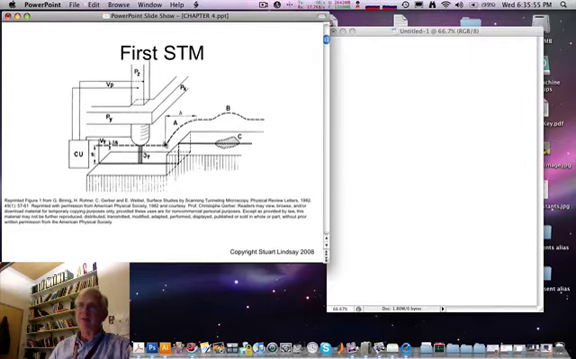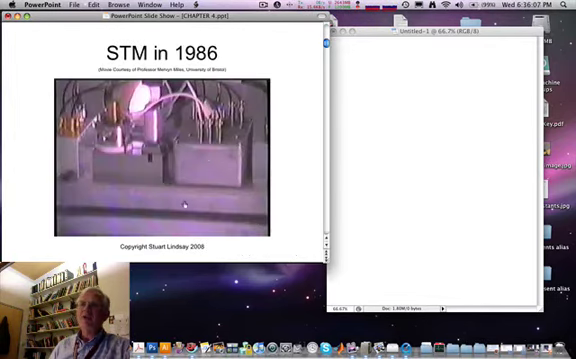It was also pointed out in this early picture that if there was some chemical contamination on the surface that made it, for example, easier for electrons to tunnel out, then the probe would sense this as a height change too. I'm going to show you a movie that was taken in my laboratory in 1986 so you can see what an early scanning tunneling microscope looked like.